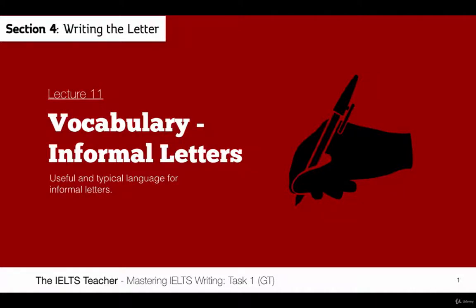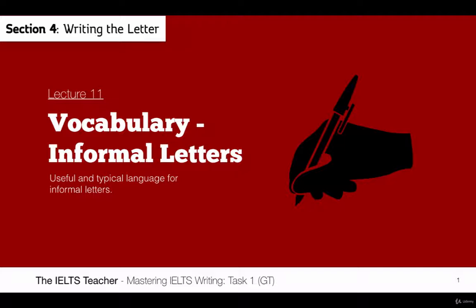So we're moving into a new section now, section 4, and this section is going to deal with the band descriptor category of lexical resource, which is basically vocabulary. This section is going to be divided into 3 parts and then another part on the end. The first 3 lectures are going to deal with useful and typical language which appears across those 3 different letter tones, the informal, the semi-formal and the formal.